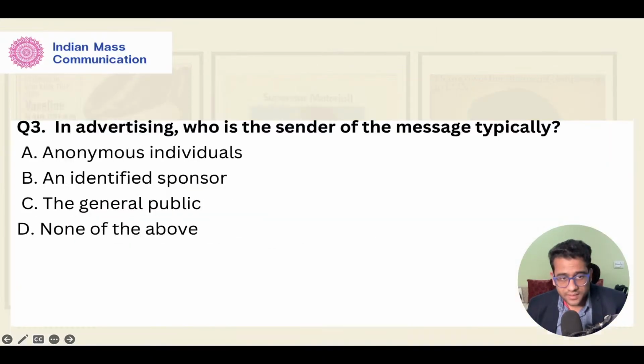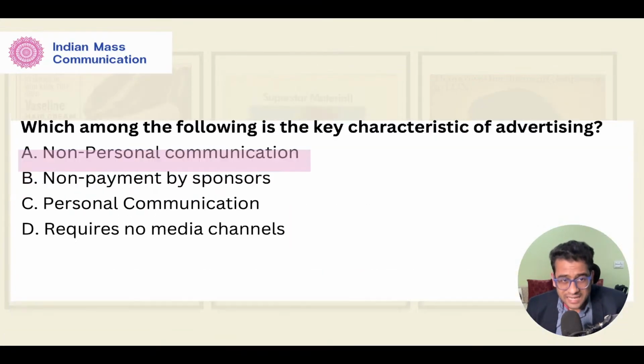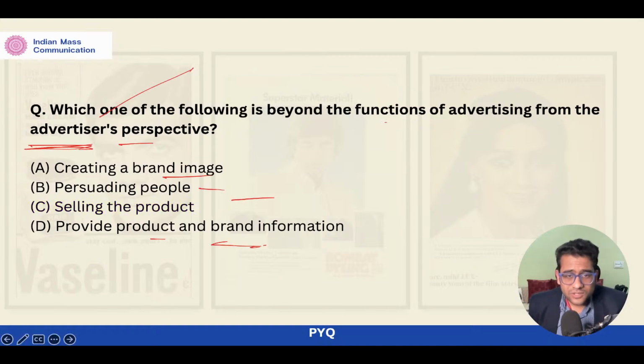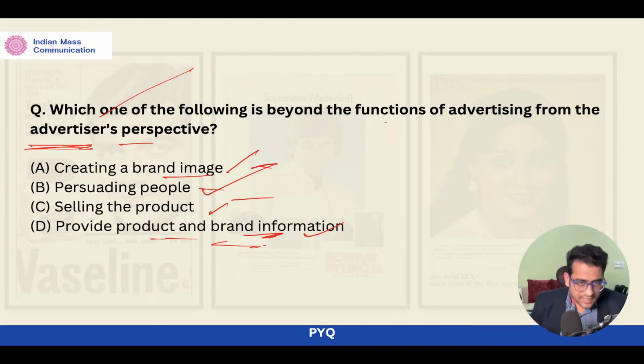Okay, so now let us come back to this question. Read this again and again, then answer this question. Which of the following is beyond the function of advertising? They are very close options. Creating brand image is a function of advertising. Persuading people is one of the functions of advertising. Then promoting product and brand information. Okay, selling information. Some of you were saying that, sir, selling the product is not in the hands of the advertiser. Why? So they are just asking which is beyond the function.